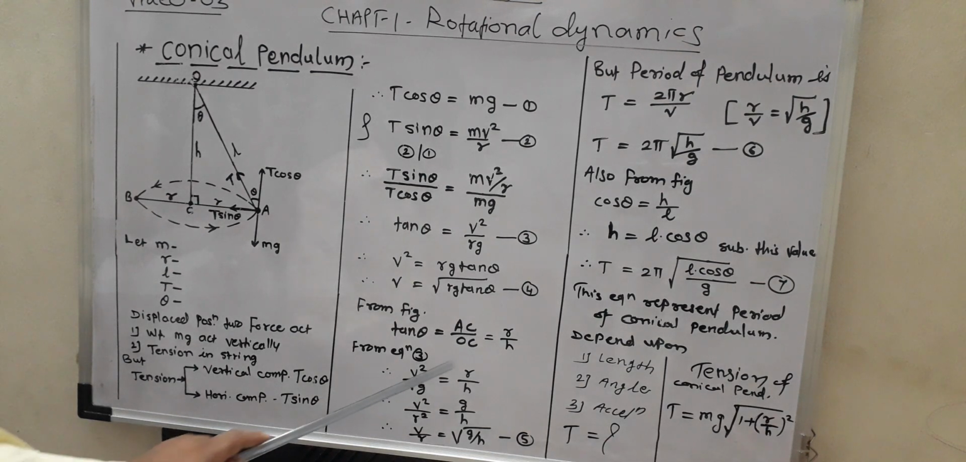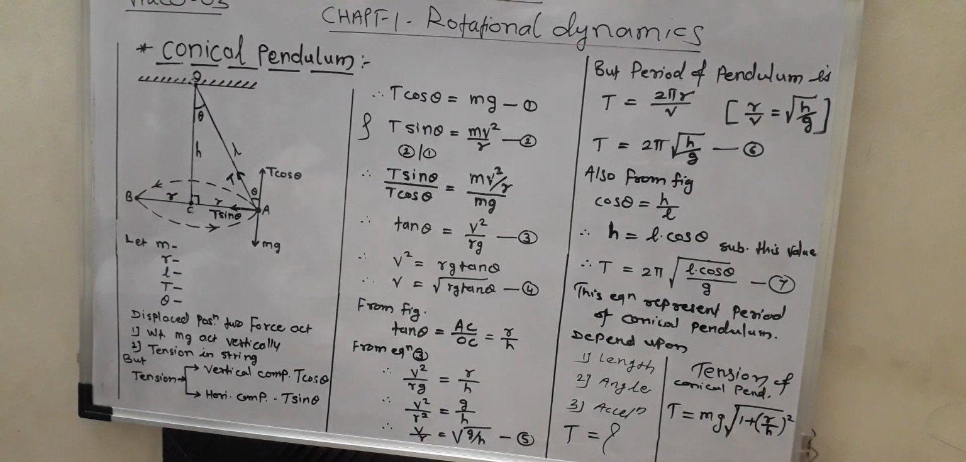Taking r from the right hand side to the denominator side, v square upon r square is equal to g upon h. Taking the square root, v upon r is equal to under root g upon h, and this is equation number 5. You just see the trigonometric relation and rearrangement in the mathematical steps, then you can directly write v upon r is equal to under root g upon h, equation number 5.